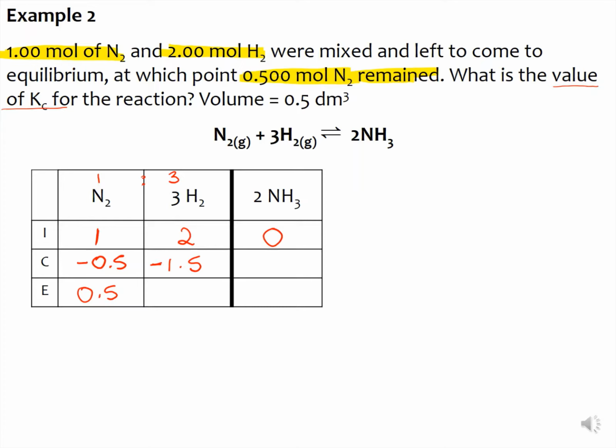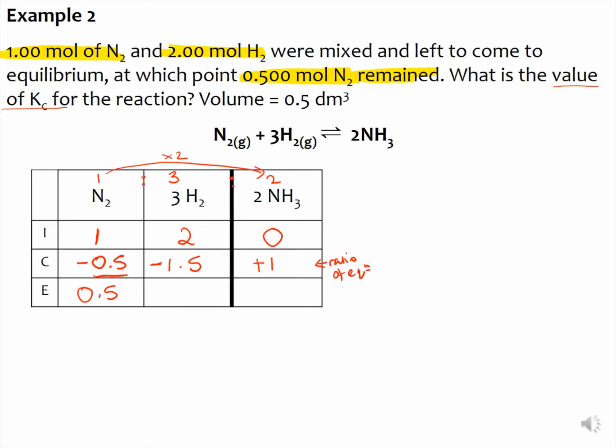Then we can look at the NH3. Again, if 0.5 moles of N2 react, how much NH3 are we going to make? Well, this is a 1 to 2 ratio. So however much N2 reacts, we're going to make twice as much NH3. So the NH3 goes up by 1. So 0.5 to 1.5 to 1 as a whole number ratio is 1 to 3 to 2, remembering that this has to match the ratio of the equation, always.